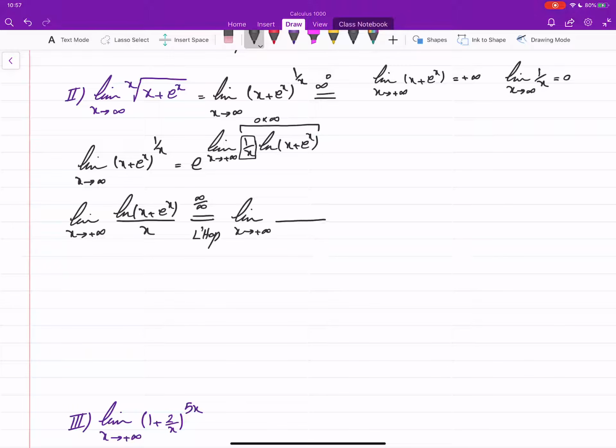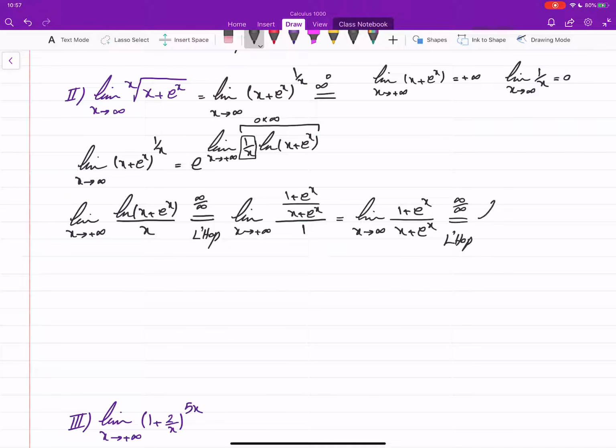And L'Hopital's rule in this case is what? 1 plus e to the power x, x plus e to the power x, and this is 1. This is the limit of, simplify algebraically, as x approaches infinity. Well, again, this is infinity over infinity. We can do another L'Hopital's rule.